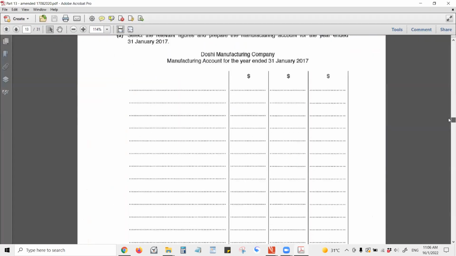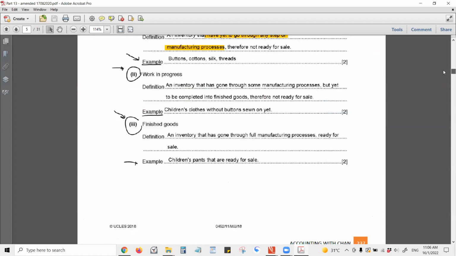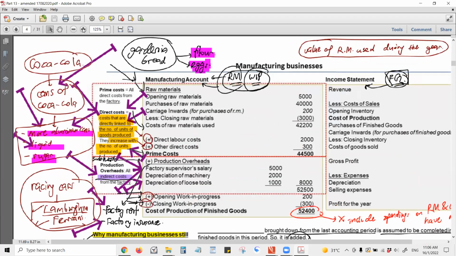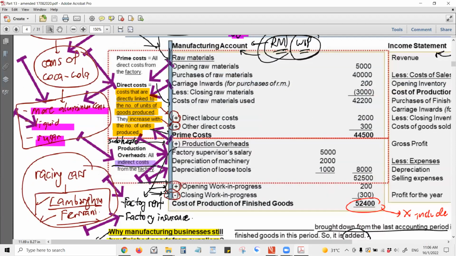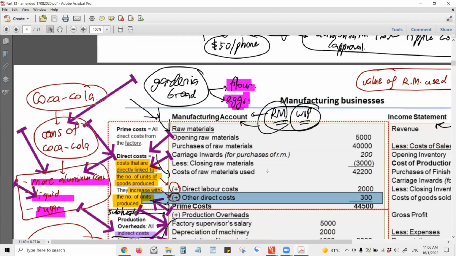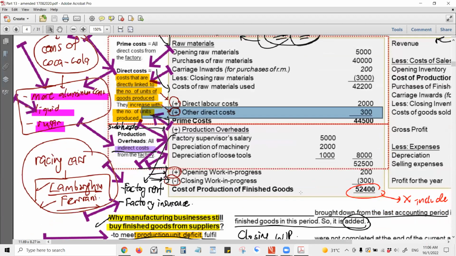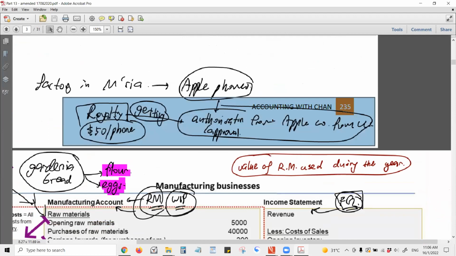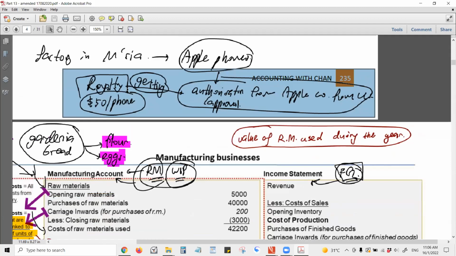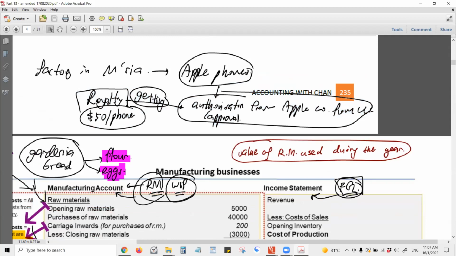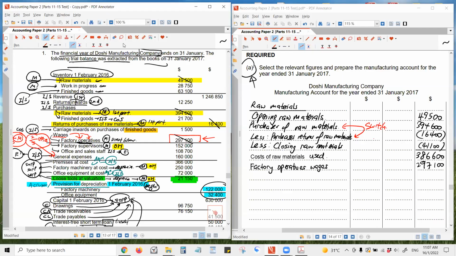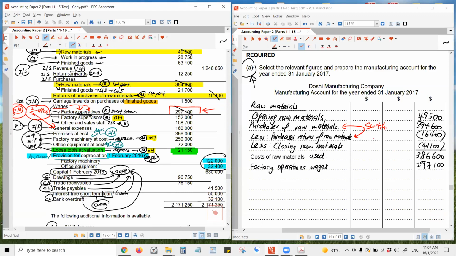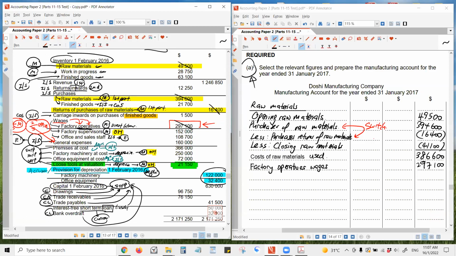Let's come to here. If you can recall, this is the format of the manufacturing account, and you see other direct costs. For other direct costs, there's only one possible item for the IGCSE exam, which is royalty, which I explained many months ago. So see if you have royalty in the question. If you want to see the explanation again, go to your notes and look at the scribbles. I remember we don't have royalty in the list of items, so we can go straight to getting the prime cost number.